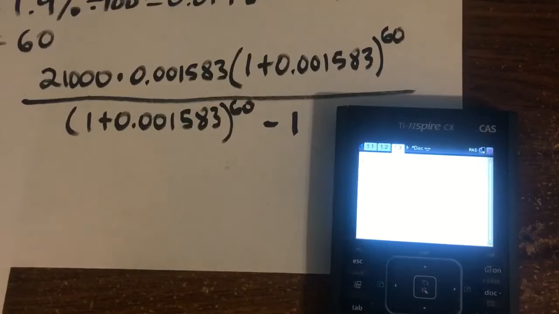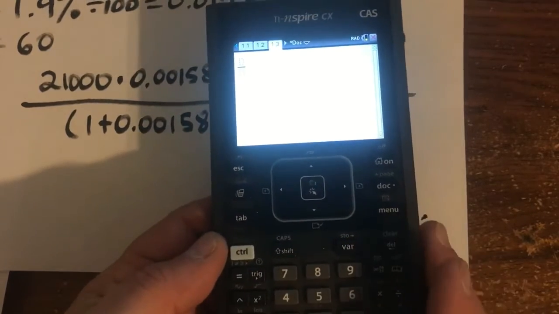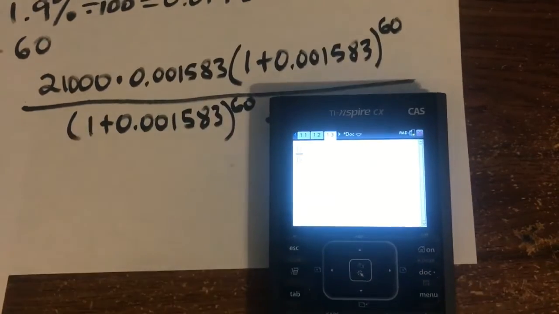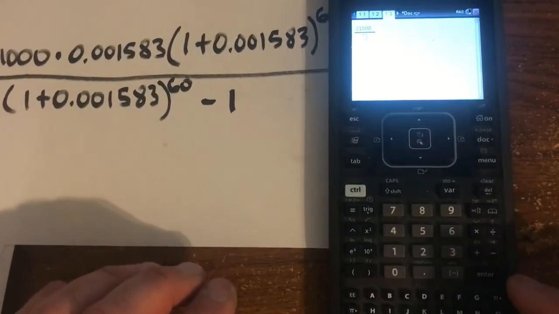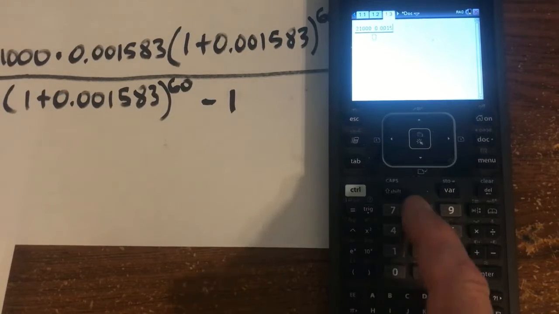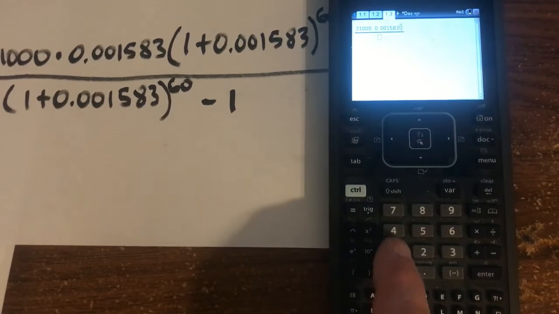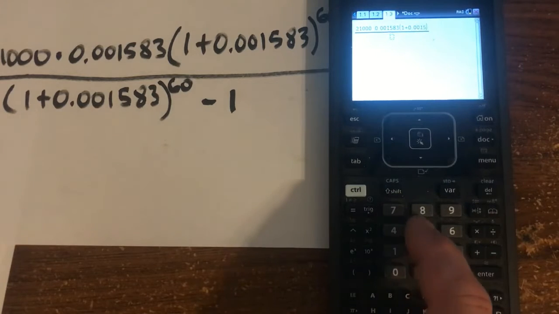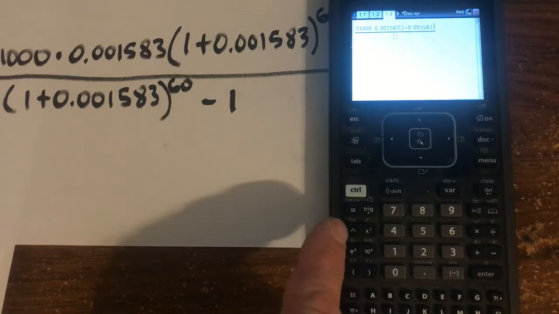And I check their work, right? I'm using this calculator. Press Control Divide, and that's going to give me a division here already ready to go. 21,000 times the monthly interest rate, which is 0.001583. Put the left parentheses in here, and then 1 plus the 0.001583, and then close the parentheses right there.